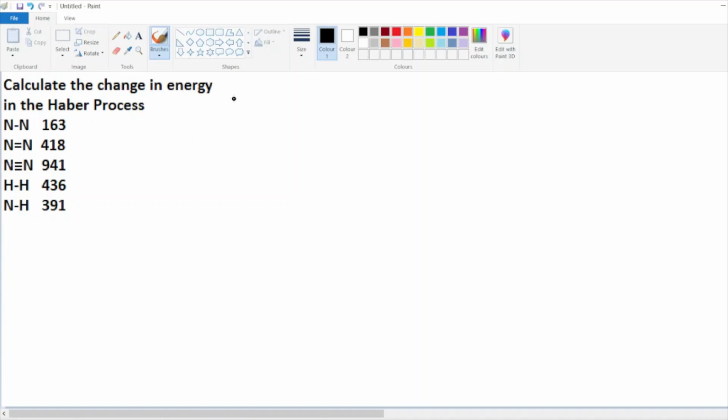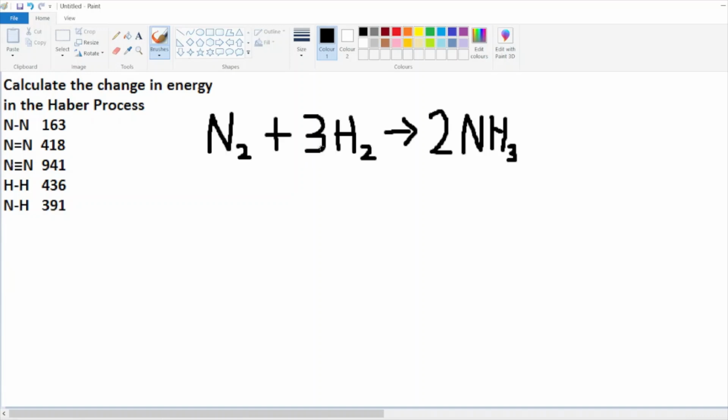So first of all, we're going to write out the balanced symbol equation. But now here's the tricky bit. You have to figure out which bonds are in the equation. So obviously, we have bonds between nitrogens and hydrogens. Here we have bonds between 2 hydrogens. Here we have a bond between 2 nitrogens. It could be a single, double, or triple bond.